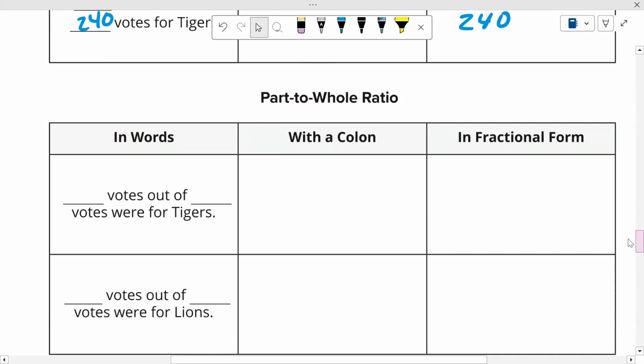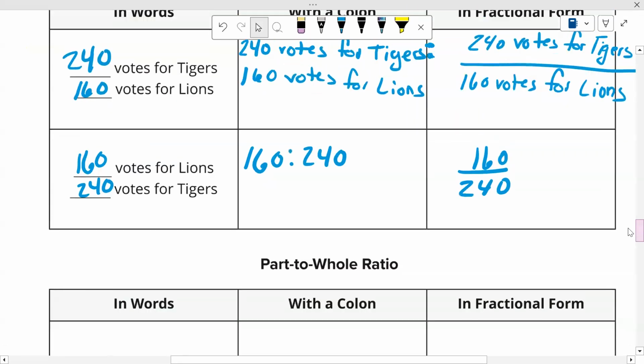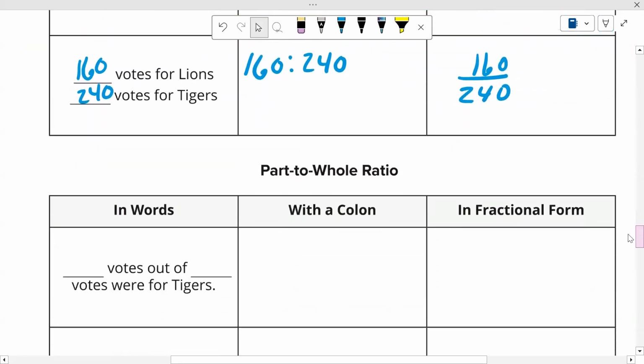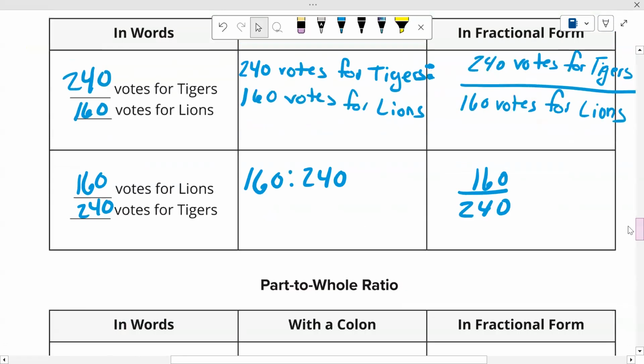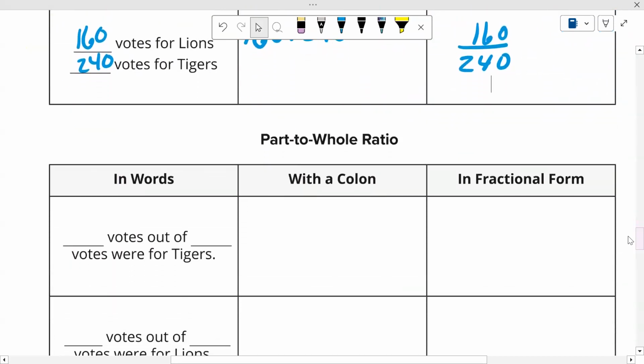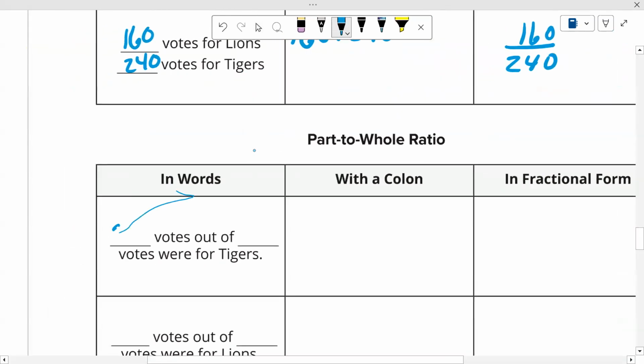All right. So part to whole ratio, that's interesting. Because for the tigers, we know that there were 240 tiger votes. So there were 240 votes. Well, that just made a fun mark. Let's get rid of it and go back to my fun blue.